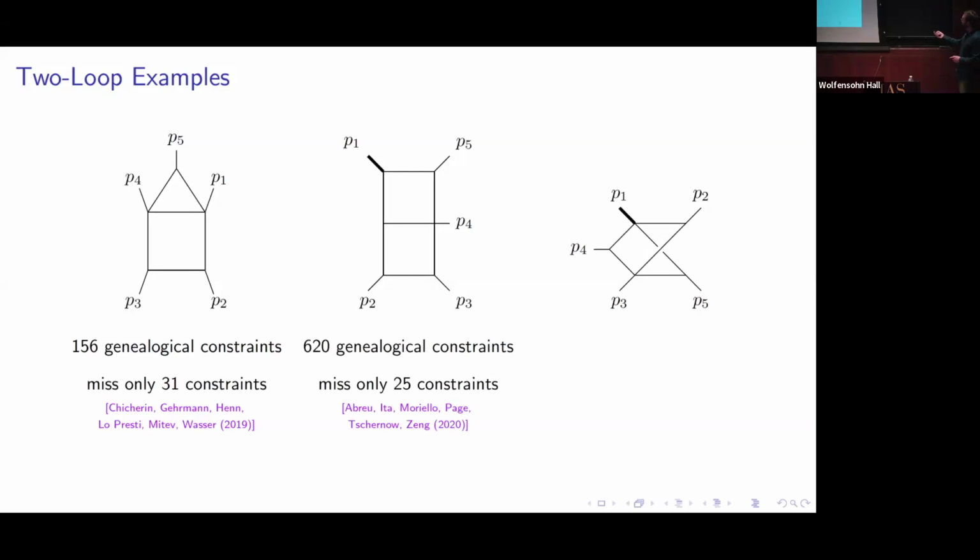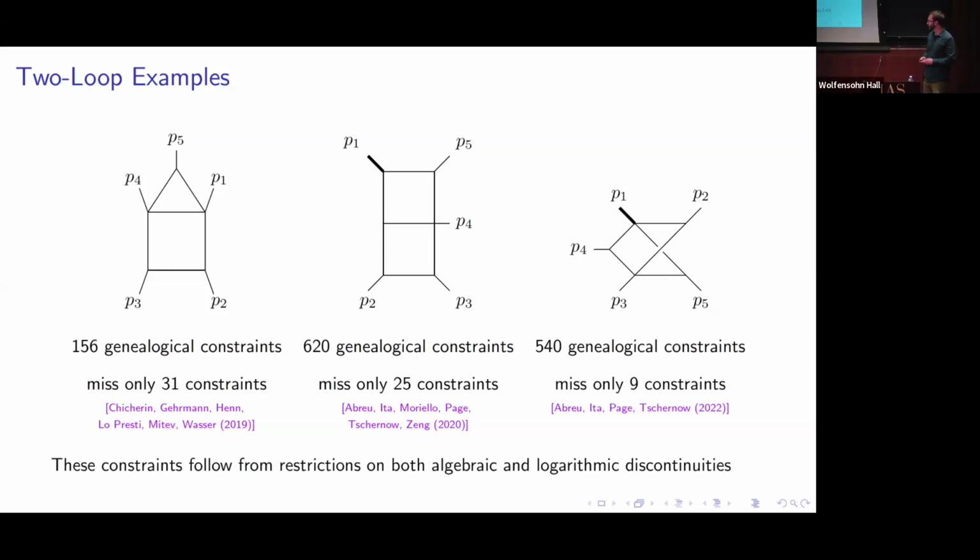And then finally, we considered a non-planar double box example. Again, we have some subtleties that need to be thought about when determining minimal cuts because we have multiple ways we can represent the singularity surfaces of non-planar integrals just by rewriting them in terms of different Mandelstam variables. But again, we can take that into account. And here we find 540 possible genealogical constraints where we miss only 9. Let me highlight that these constraints actually follow from restrictions on both algebraic and logarithmic discontinuities, not just logarithmic ones.